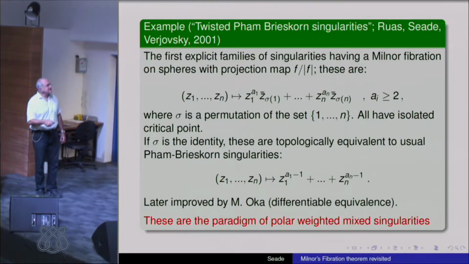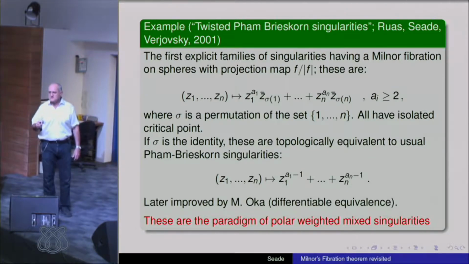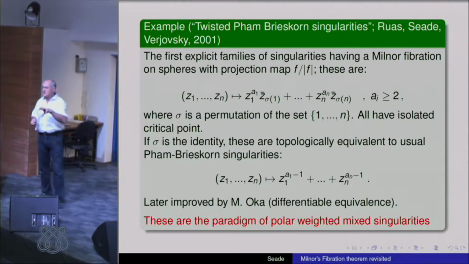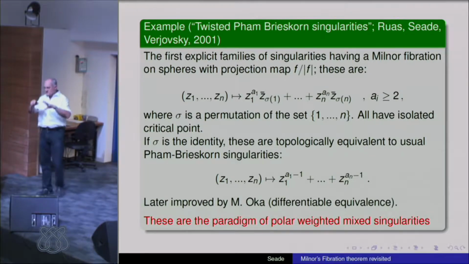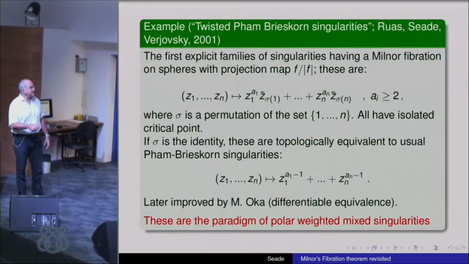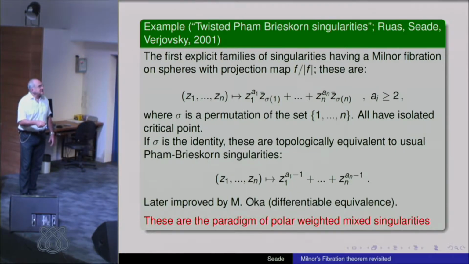And in fact, these singularities admit what we learned in Matsuoka's lecture and Kosori's lecture, a polar action, an action of S1 times R plus. And using that action, using the polar action, we were able to show that all these singularities have an associated Milnor fibration with projection map F over the norm of F. And in particular, here sigma is any permutation of the set 1 to n. When that permutation is the identity, so you have singularities of type z1 to the a1, z1 bar plus ... zn to the an, zn bar, then it's easy to show that the Milnor fibration you get is topologically conjugate to one of these fibrations. So that's why the name twisted Fan-Pham. When the twisting is trivial, you have a Fan-Pham singularity.